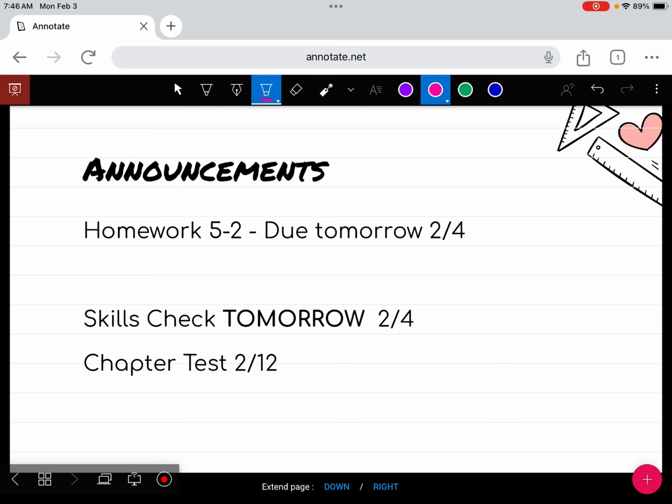That's everything on homework 5-2. We're also going to do a skills check tomorrow. So that's like one of the ones where I grade every single question. There's a couple of multiple choice questions on it. But homework 5-1 and 5-2 are basically your study guides for it. So we're going to do that tomorrow. And then we'll get into the last 2 sections.